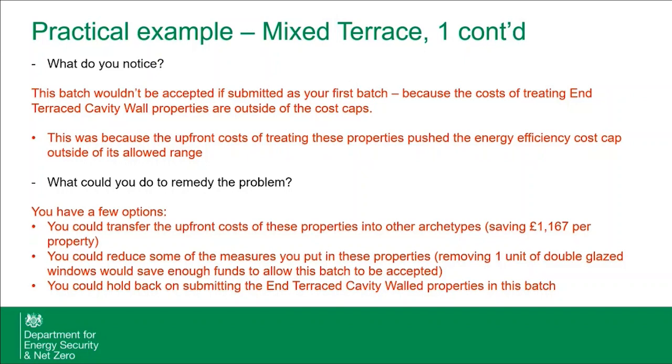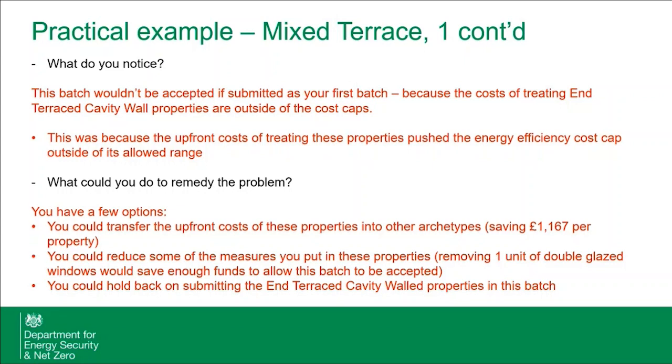Another option, of course, is that you'd still have some leftover upfront capital that you'd need to move across that is solely tied to the measures. So something else you could potentially consider doing is reducing some of the measures that you put in the property. And I know that sounds quite controversial, but removing a single unit of double glazing from one property would be enough to save the funding to allow this batch to be accepted.